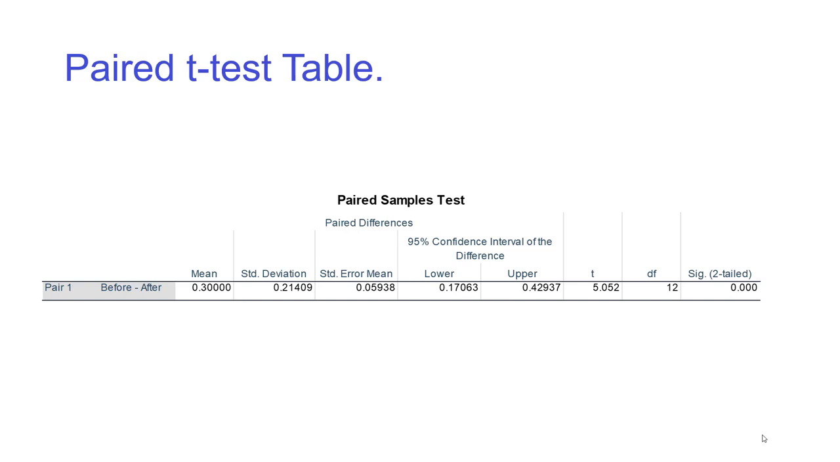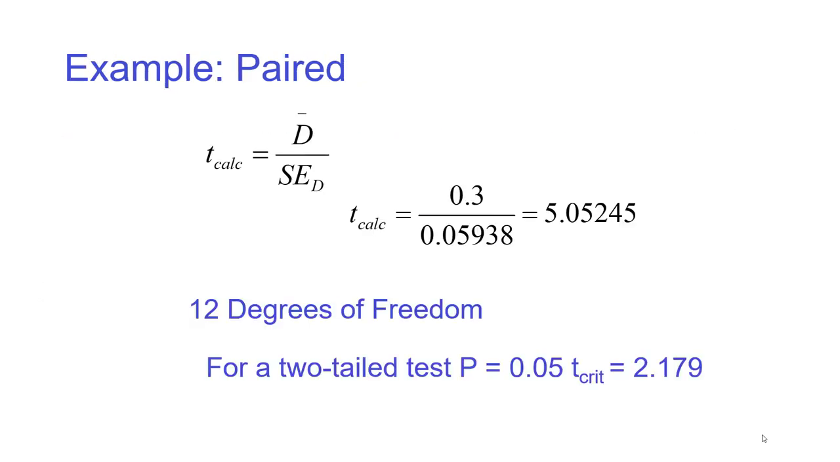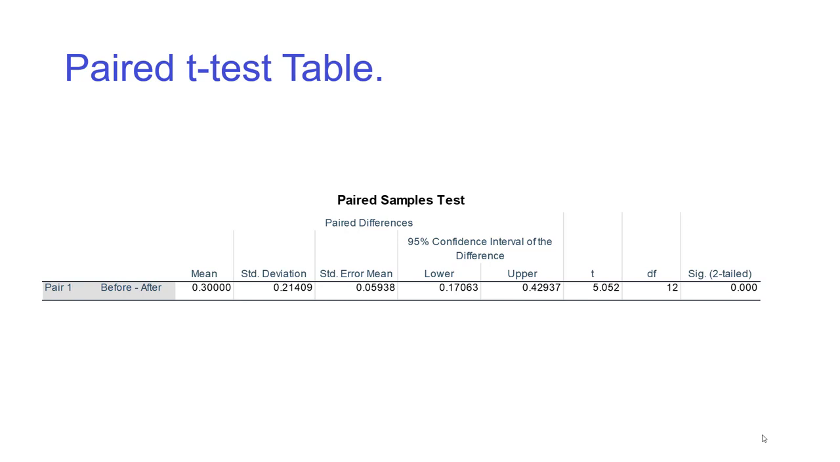Now if I were to put that data into SPSS, this is the paired t-test table that I'd get out of SPSS. So you look at the data: the mean difference is 0.3, the standard deviation is 0.21409, the standard error of the mean difference is 0.05938, which we calculated. The confidence interval for the difference is 0.17 to 0.43. The t-statistic is 5.052, which is what we got when we calculated it by hand. The degrees of freedom is 12, the 13 people being measured before and after minus 1, and the sig value is less than 0.0005, so it was recorded as 0 in SPSS.